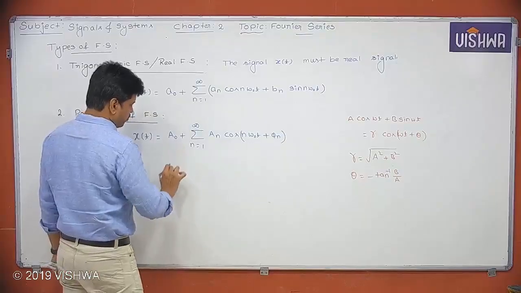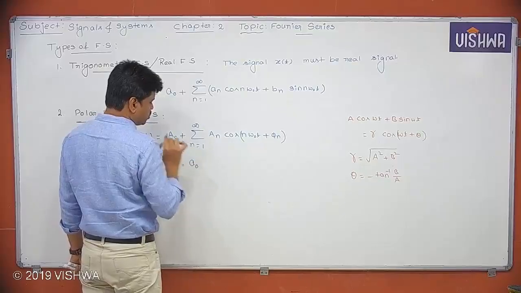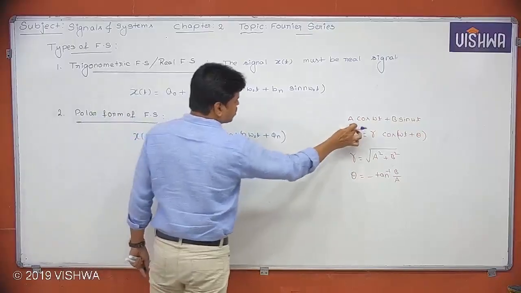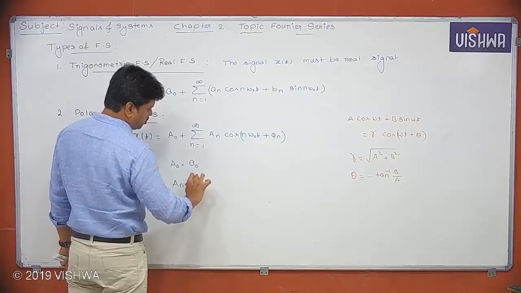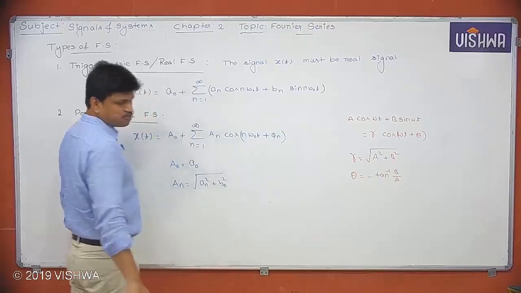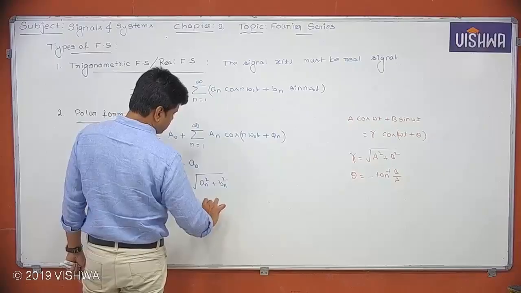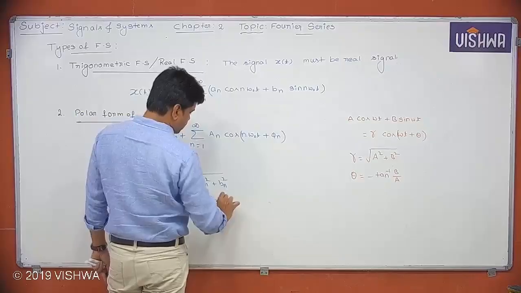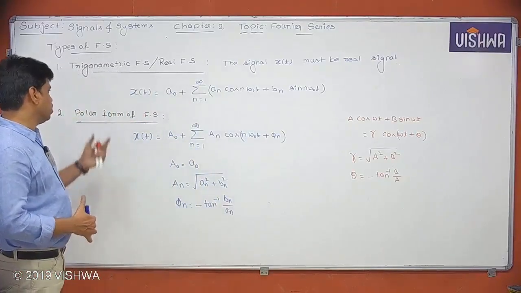Now you tell me, first of all, what is A0 equivalent to? It is exactly the same as small a0. By comparing this expression with the earlier expression, using this formula, what is An? It is root of small an square plus small bn square. In a similar way, phi n is equal to minus tan inverse bn by an. So this is the way we can represent the polar form of Fourier series.